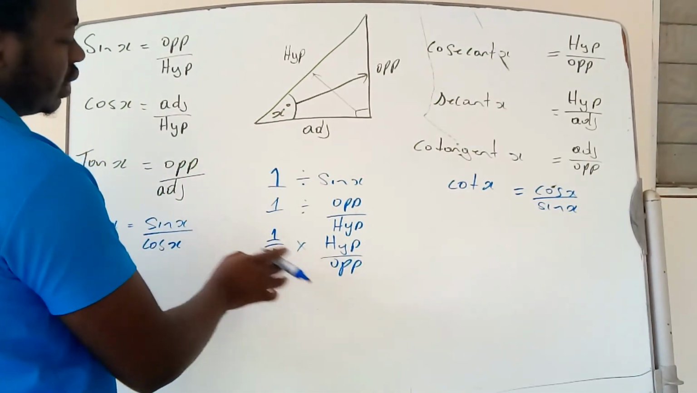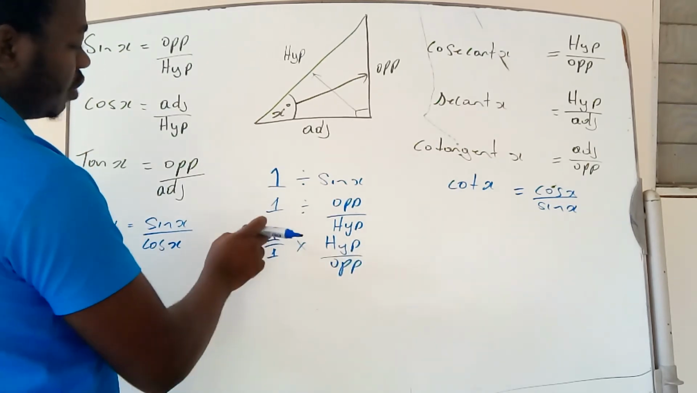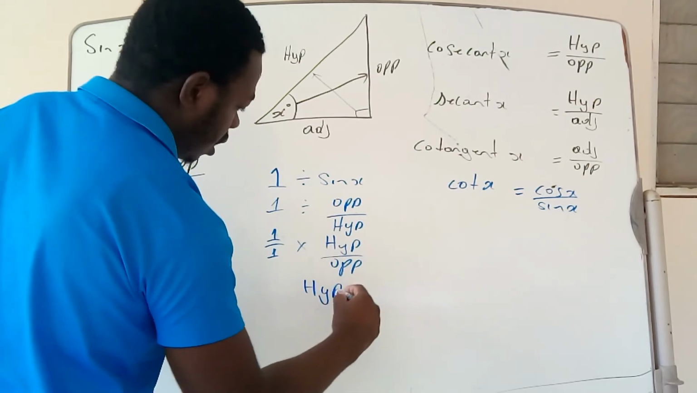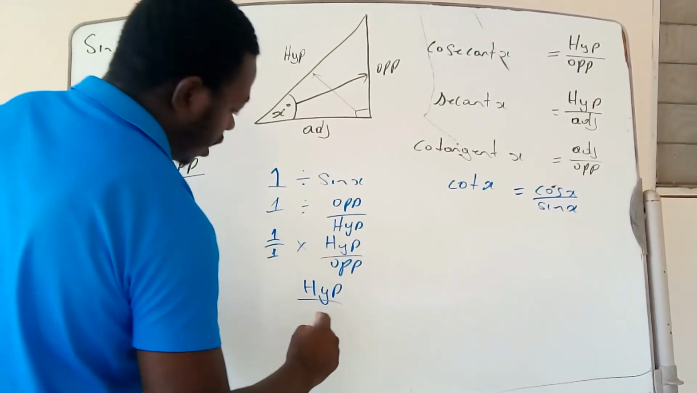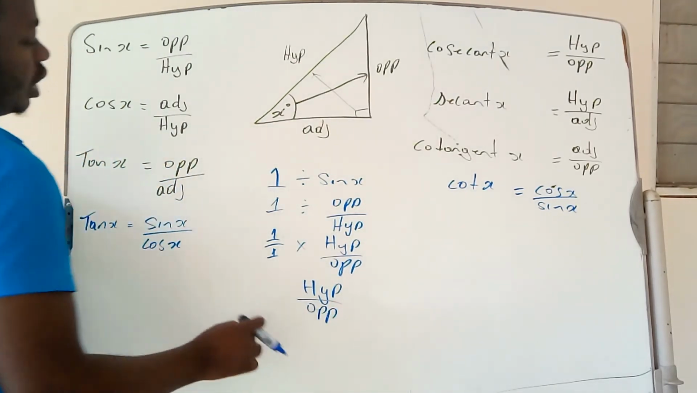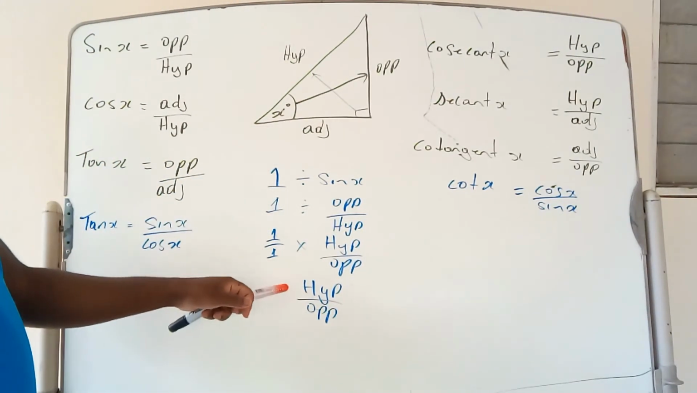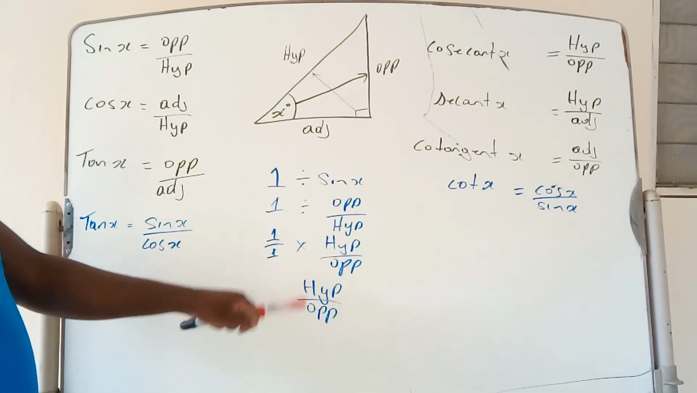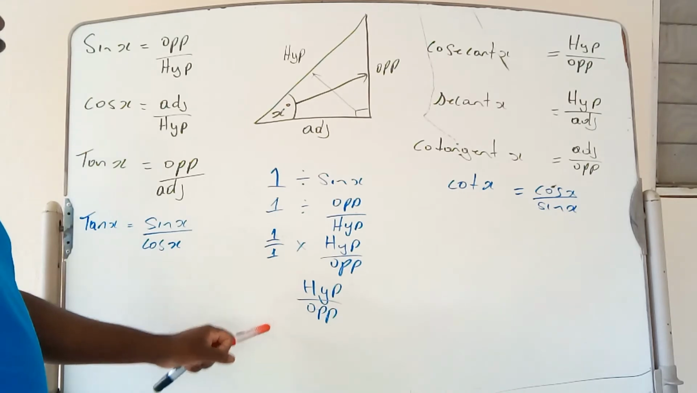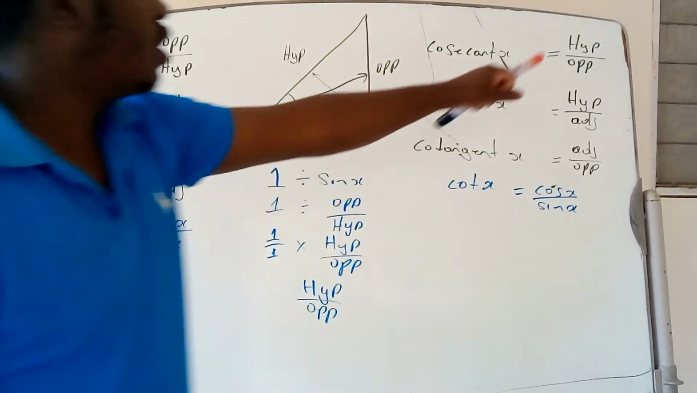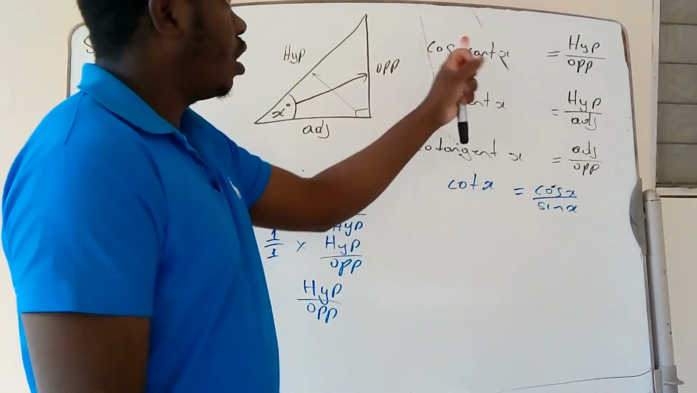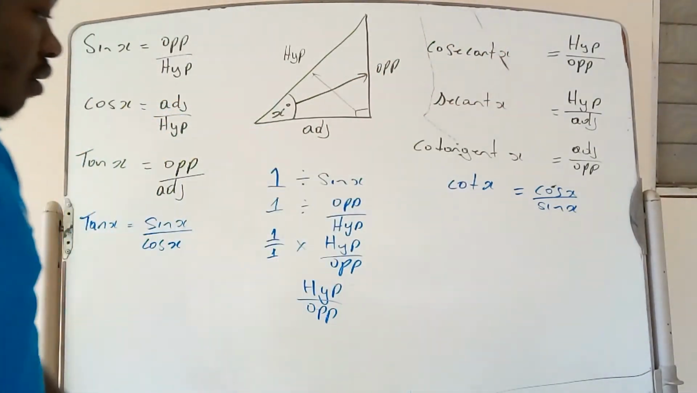Now, 1 times anything gives you back itself, because 1 times hypotenuse is just hypotenuse, and 1 times opposite is just opposite. So we end up with a ratio that is hypotenuse over opposite. But do we know what this ratio is? Of course. Hypotenuse over opposite is just cosecant of x, right?